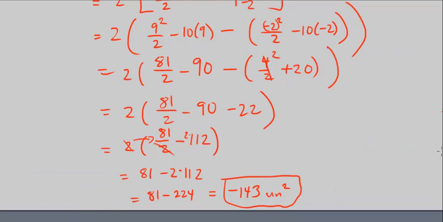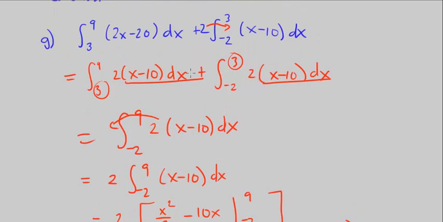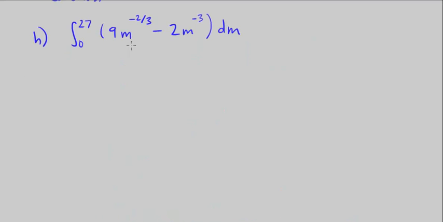All right, let's go on to the last one, part H. Here we have the integral of this expression, the definite integral. So let's go ahead and find the antiderivative. I'm going to add 1, so this is 9m. Adding 1, we're going to get positive 1/3, divide by 1/3, minus 2m, add 1, negative 2, divide by negative 2. And this is going to be taken from the boundary 0 to 27.